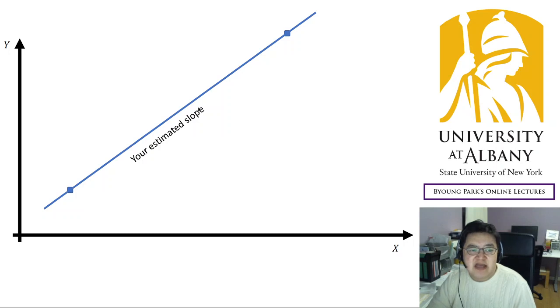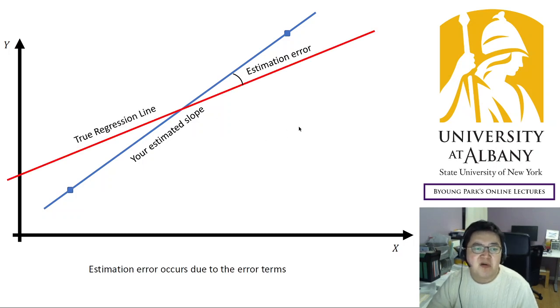So this is your estimated slope, but now compare your estimated one and the true one. The true regression line is red, and this much angle is the estimation error. Estimation error is inevitable. There is no way you can do anything about this error. You just have to take it.